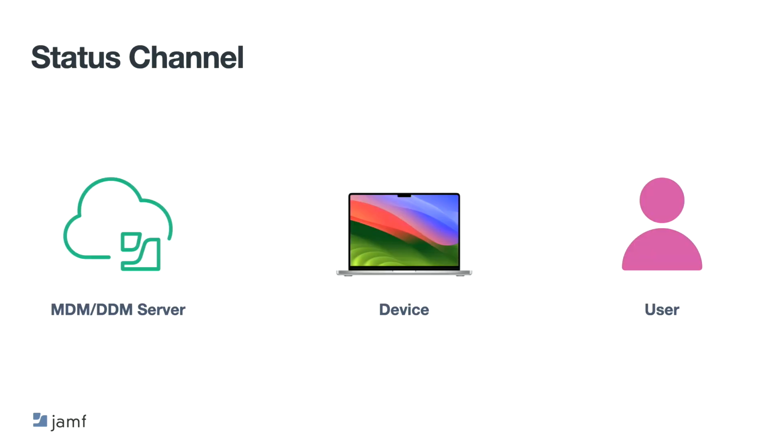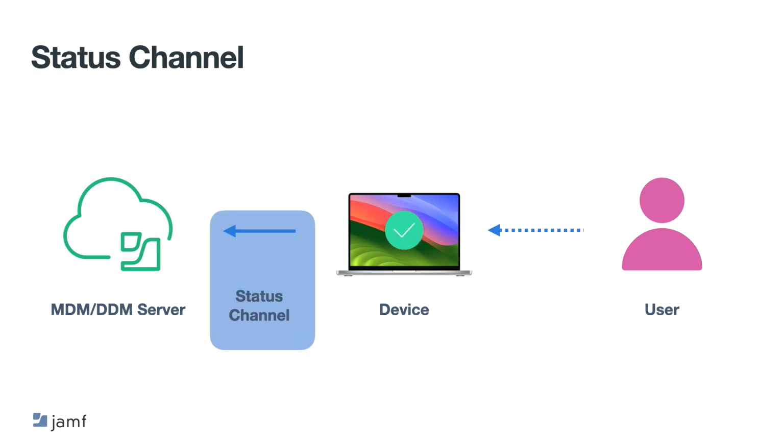So let's have a look at the status channel. This is a new communication mechanism and allows the device to proactively update the server with new information about itself. So we may have a state or a configuration on the device that's not active. The user changes something on the device, and the status channel tells the server about that immediately.